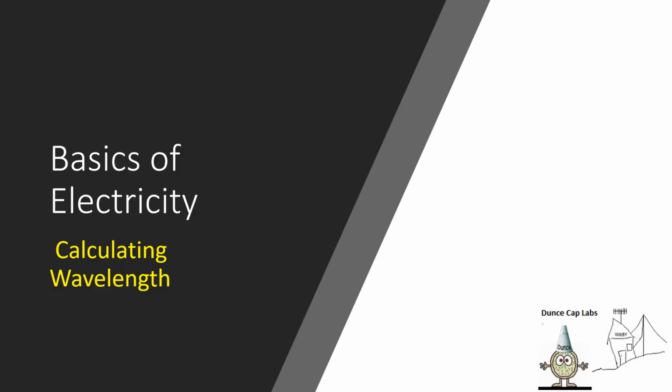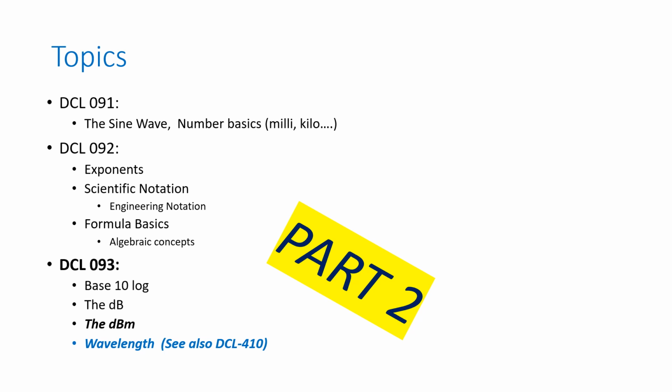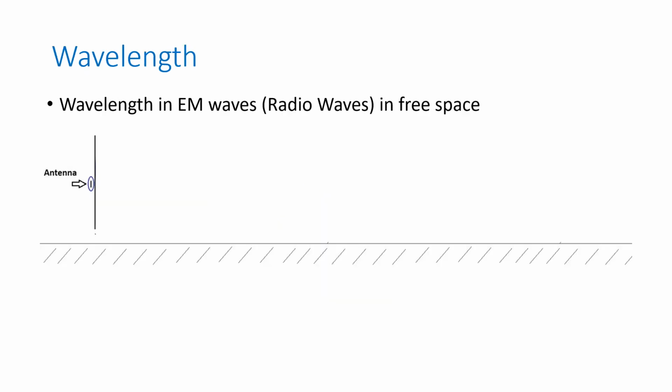Let's wrap up with a quick talk about calculating wavelength. And again, the DCL 400 series deals with this in much deeper detail, but I'd like to do it one more time because this is a video about basic math for radio. Here we have an antenna. It's probably a half-wave dipole, but whatever, it's an antenna.